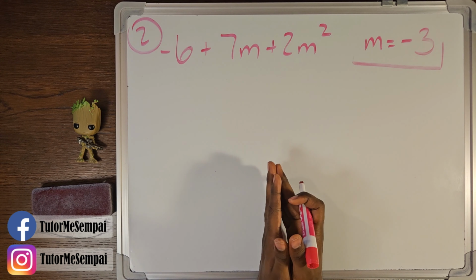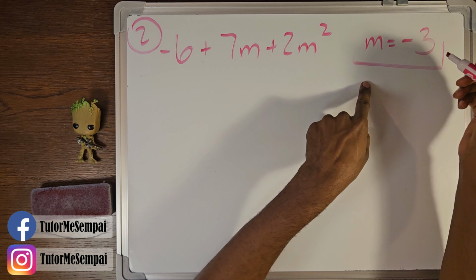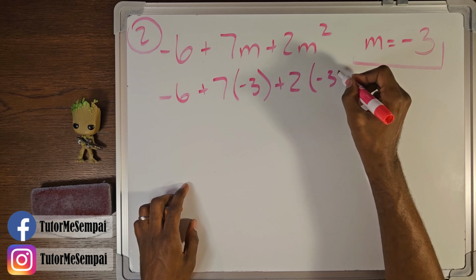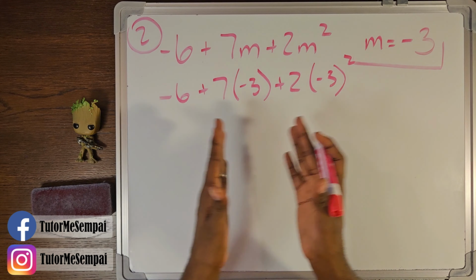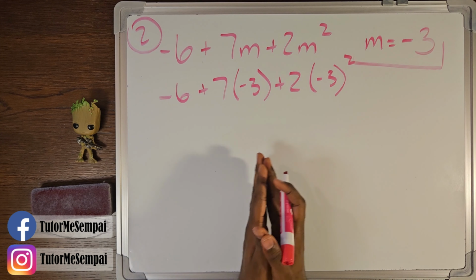Wherever you see this m now, we're going to plug in, substitute, or replace that m with our value, which is going to be a -3. So we're going to rewrite this, replacing all of the m's with this -3. So we're going to have -6 plus 7 parentheses -3 plus 2 parentheses -3 squared. Now that we replace all of our variables, we can now move on with our mathematical operations.